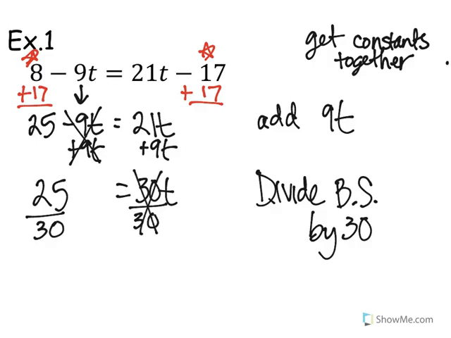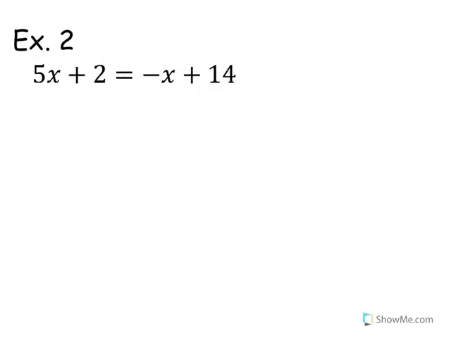So my 30s cancel. T is alone on the right. And 25 divided by 30 is 5 over 6, because I divided by 5. 25 divided by 5 is 5. 30 divided by 5 is 6. If you get a fraction answer, don't think that you got it wrong, because it's completely fair game to get a fraction answer for any math problem.